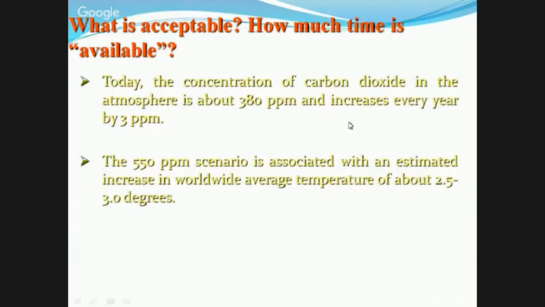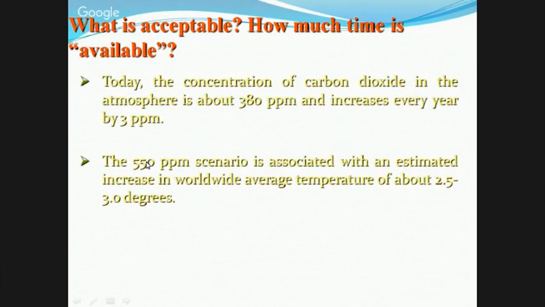So basically we have to see what is acceptable, how much is available, and what we want to do. Today the concentration of carbon dioxide in the atmosphere is about 380 ppm, and it increases every year by 3 ppm. The 550 ppm scenario is associated with an estimated increase in the worldwide average temperature of about 2.5 to 3.0 degrees. So you can calculate, it is reaching the 550 level in another 50 years or so.